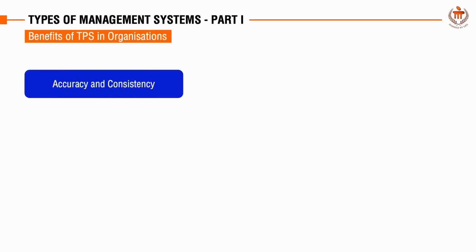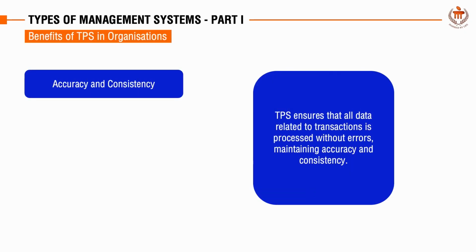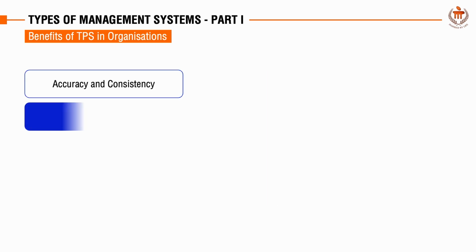Accuracy and consistency. TPS ensures that all data related to transactions is processed without errors, maintaining accuracy and consistency. This eliminates mistakes that could occur with manual data entry, such as typos or missed information. The next benefit is efficiency.